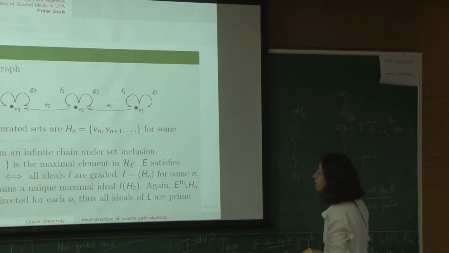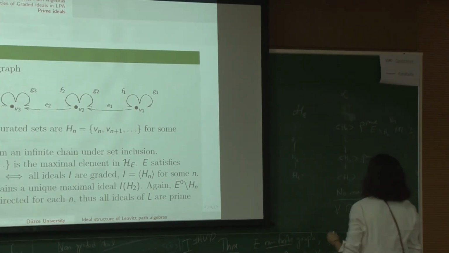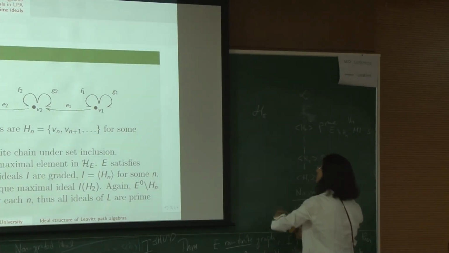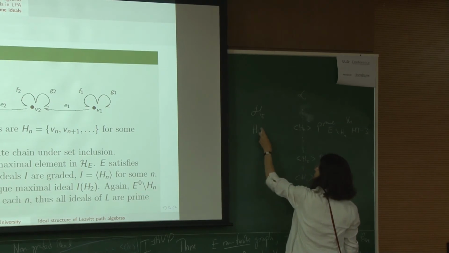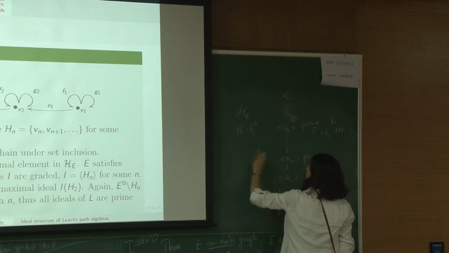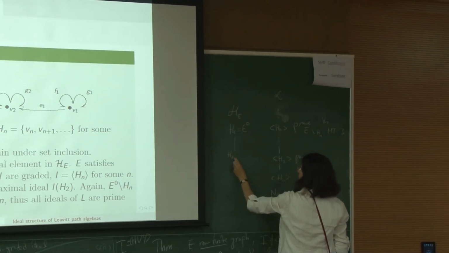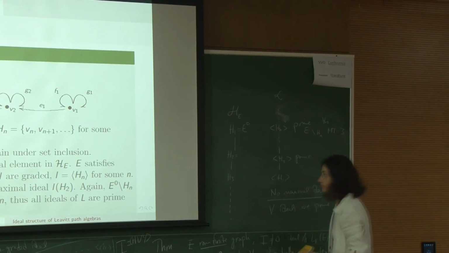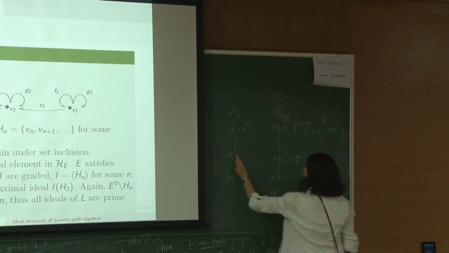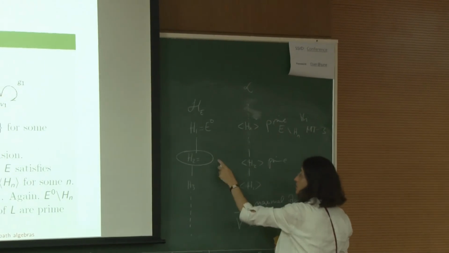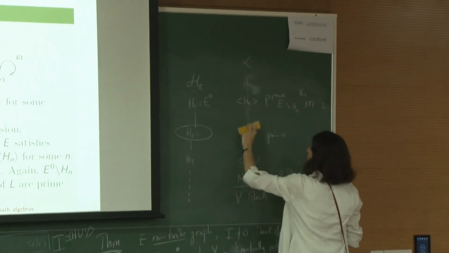Now again, they form an infinite chain, however this time, H1 is basically E0, H2, so there is no minimal. However, this guy produces the whole algebra, but this produces a maximal ideal.